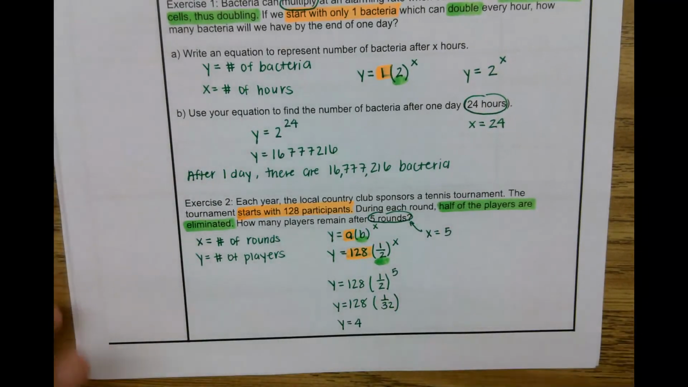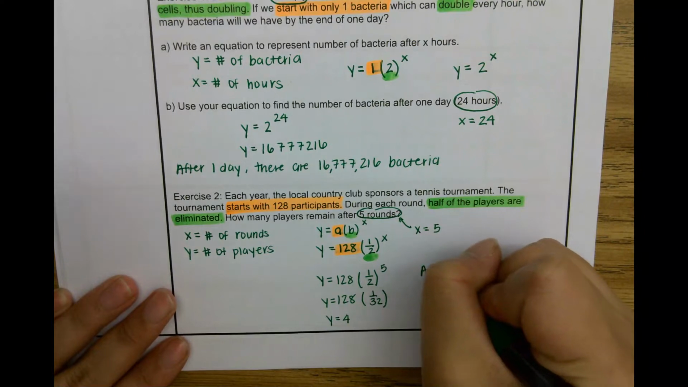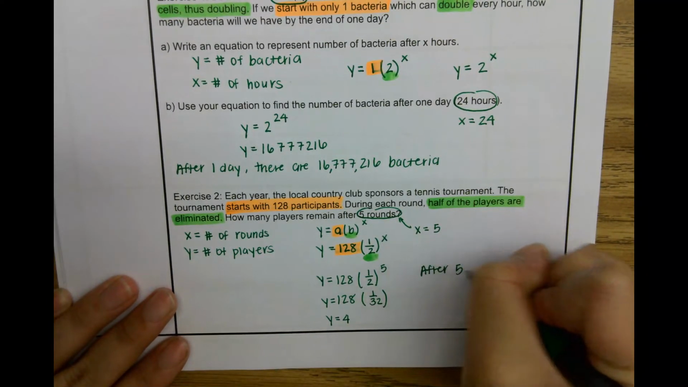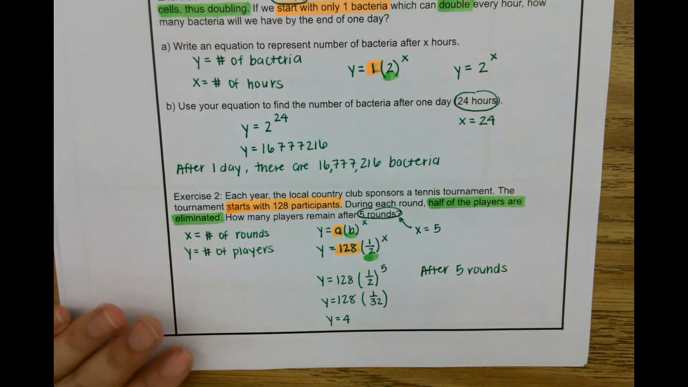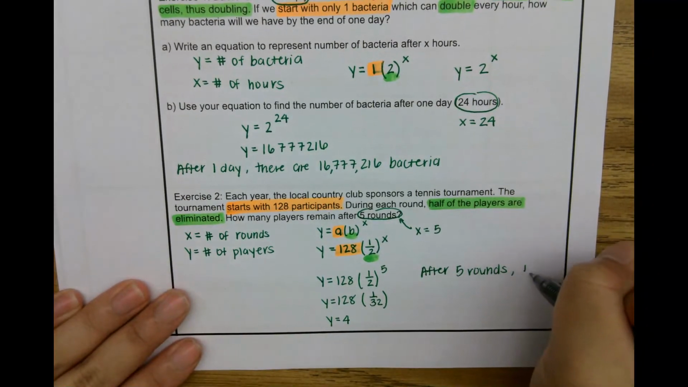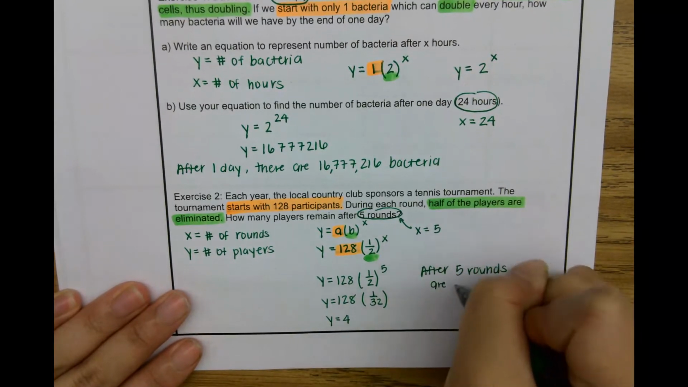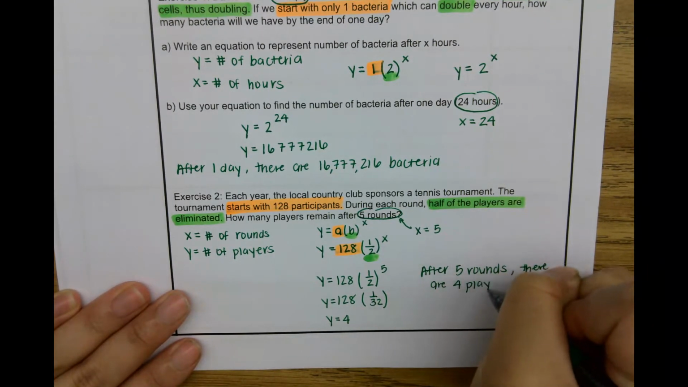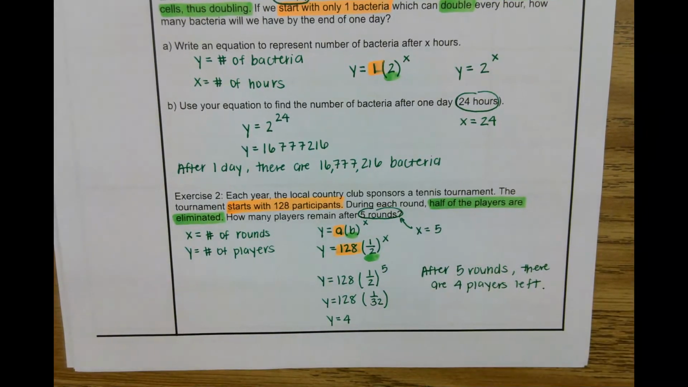Okay, you can't just say y equals 4. What does that mean? So that means after 5 rounds, because we played 5 rounds, that's why x is 5, there are 4 players left. And there you go. Okay, let's flip.